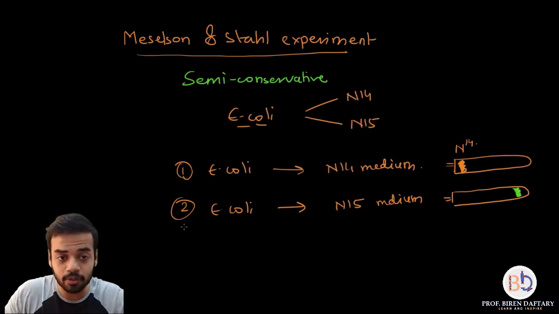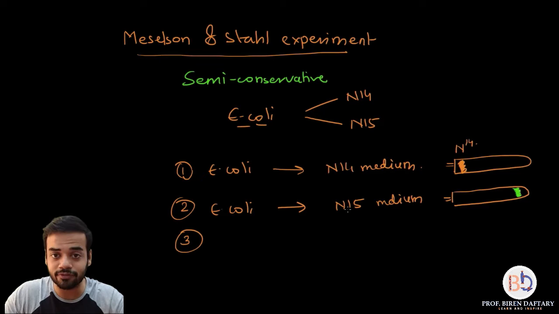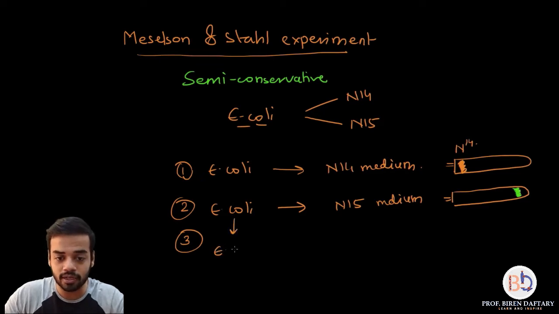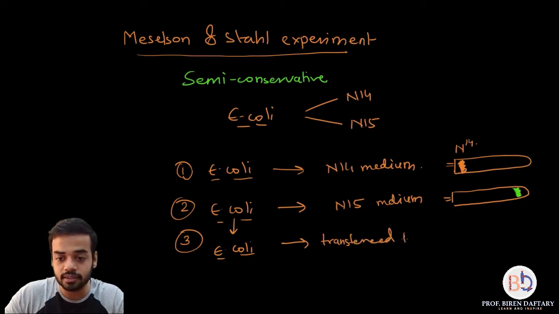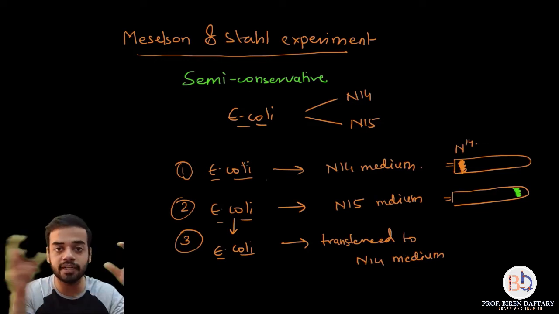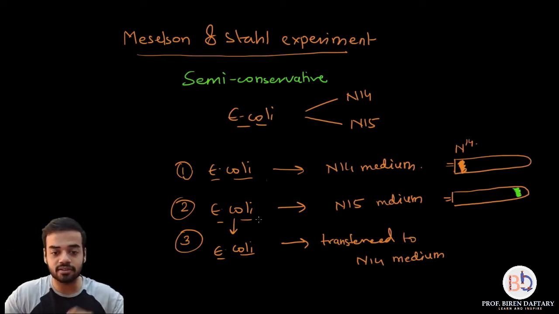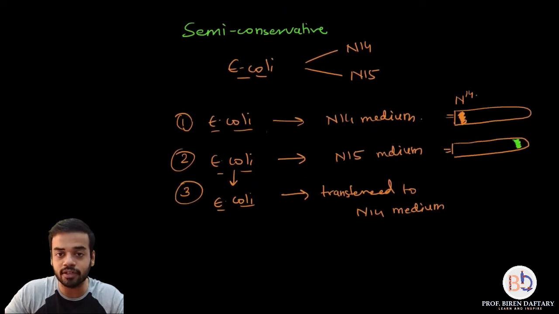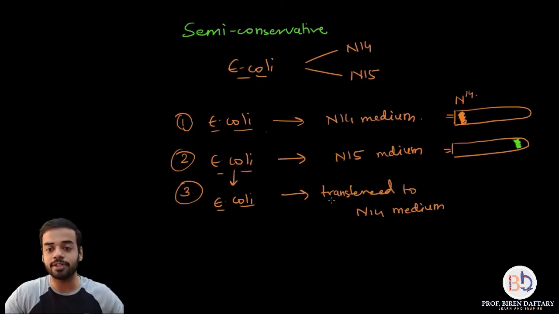Now the third step was that this same E. coli which was grown in N15, now that same E. coli, so that is why I am showing this arrow over here, that same E. coli is now transferred to N14. So please remember, this is not a new batch of E. coli taken. See, in these first two steps separate E. coli were grown in separate media. But in this third step, E. coli from N15, which has already replicated in N15, now that E. coli is removed and it is kept in N14 medium.